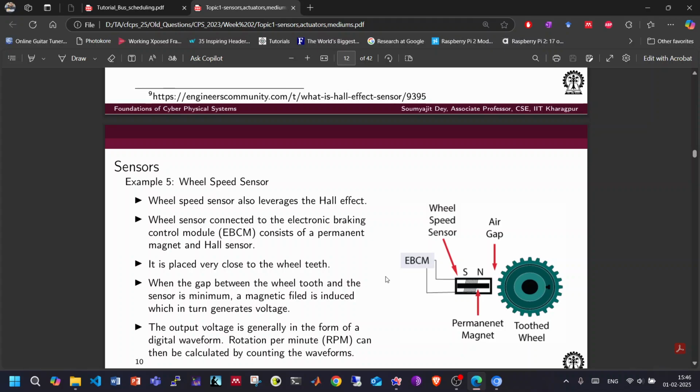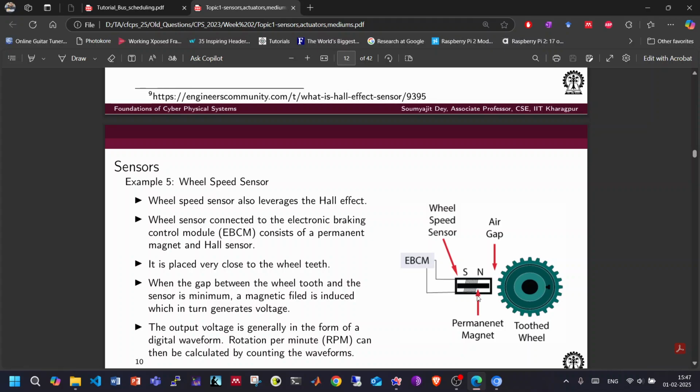So again, we know in vehicles we are using electronic braking control modules like EBSM, that is mentioned here as EBSM. There are different ways to brake in a vehicle. We will come to that as well when we will be reading actuators. So when you are using an electronic braking system, you keep this wheel speed sensor, that is basically a material that behaves differently under the Hall effect, it has this property.